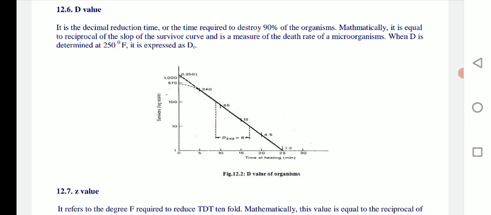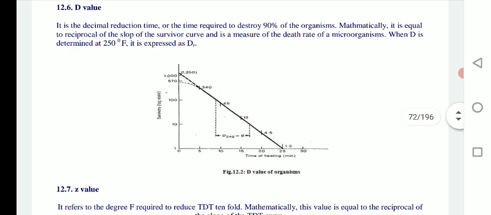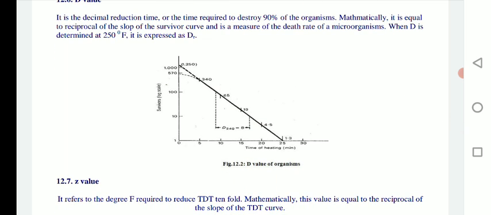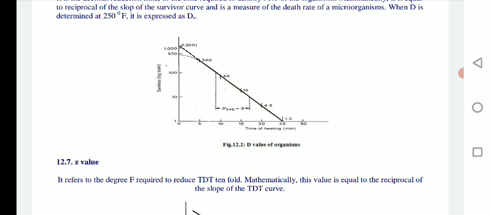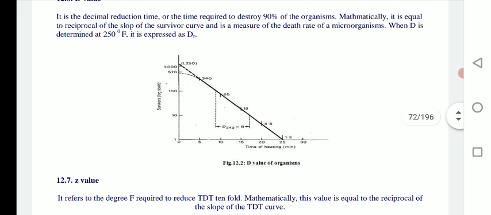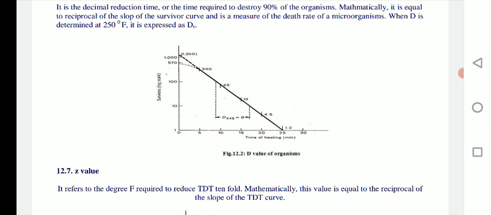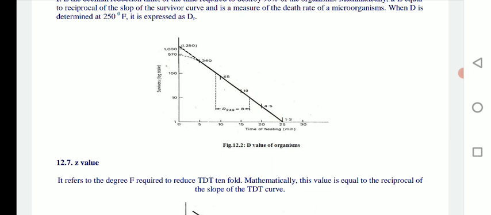So mathematically it is equal to the reciprocal of the slope of the survival curve, and it is a measure of the death rate of microorganisms. So this term is especially related to the death rate of microorganisms, and it is expressed by the symbol D. And when D is determined at 250 degrees Fahrenheit, it is expressed as DR. So this is the standard 250 degrees Fahrenheit. When we express D at this particular temperature, it is referred to as DR. Okay, so this is the D value of an organism.